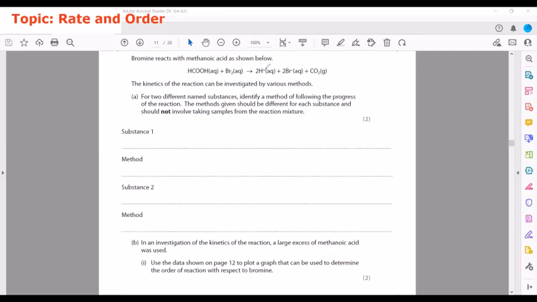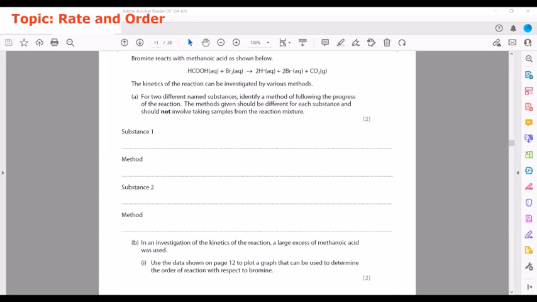The reaction is there, bromine with methanoic acid. The kinetics of the reaction can be investigated by various different methods. For two different substances, identify a method of following the progress of the reaction. The methods given should be different for each substance and should not involve taking a sample from the reaction mixture. So we cannot mention a technique in which we normally quench.